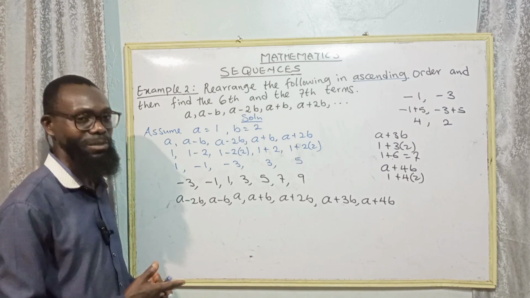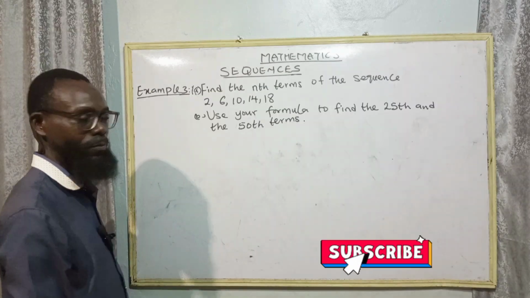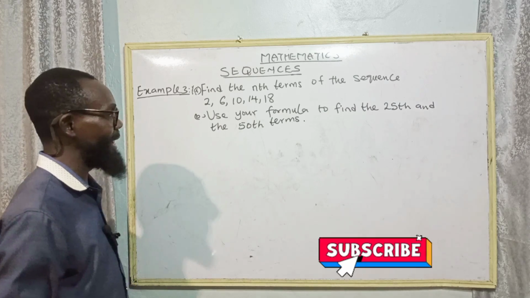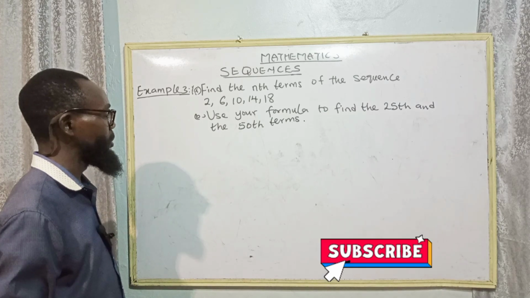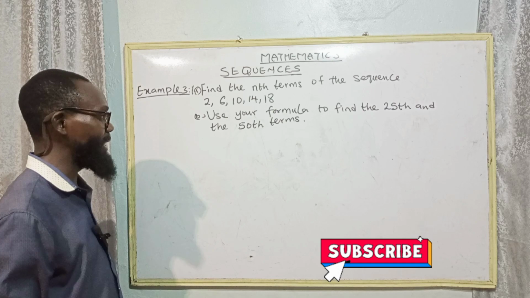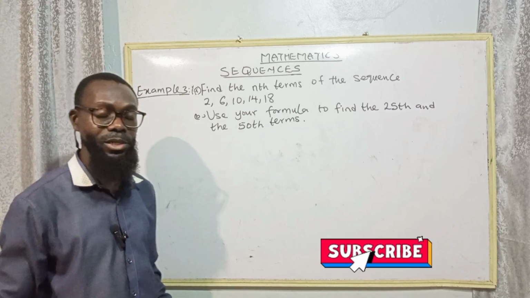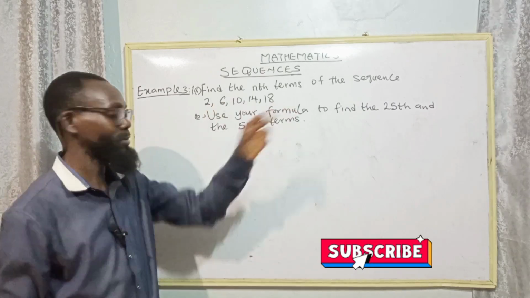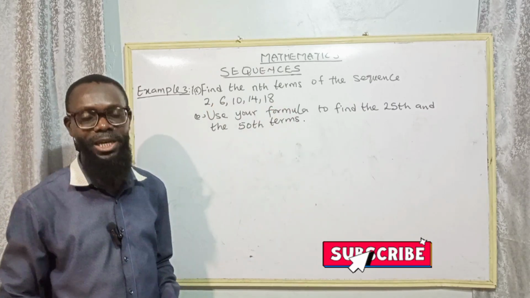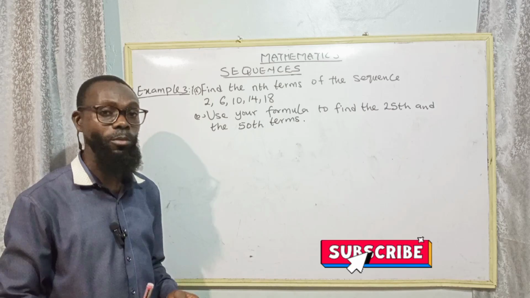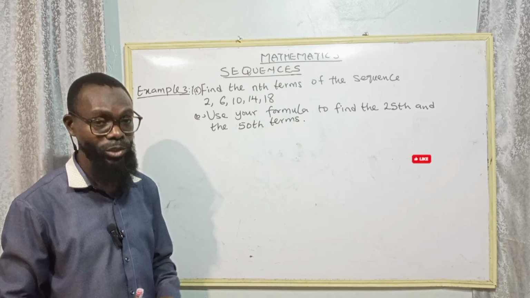Let's look at the next example. Example 3, Question A. Find the nth term of the sequence 2, 6, 10, 14, 18. We want to find the nth term. When we say the nth term, we mean the formula connecting this sequence. And don't forget the meaning of sequence: a list of numbers with a common rule.